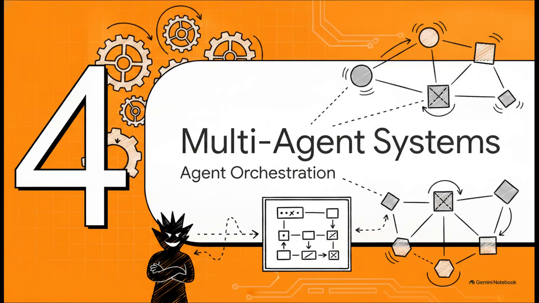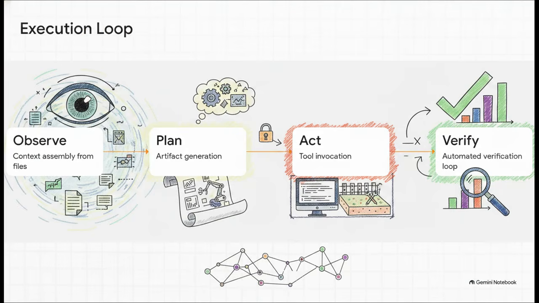Section 4. Multi-agent systems, agent orchestration. So, once the plan is rock solid and our adversarial agent is satisfied, we move from deliberation into execution using advanced multi-agent topologies. When an autonomous agent executes a task, it doesn't just start blindly streaming unbounded terminal commands. Instead, it executes a highly structured deterministic loop.